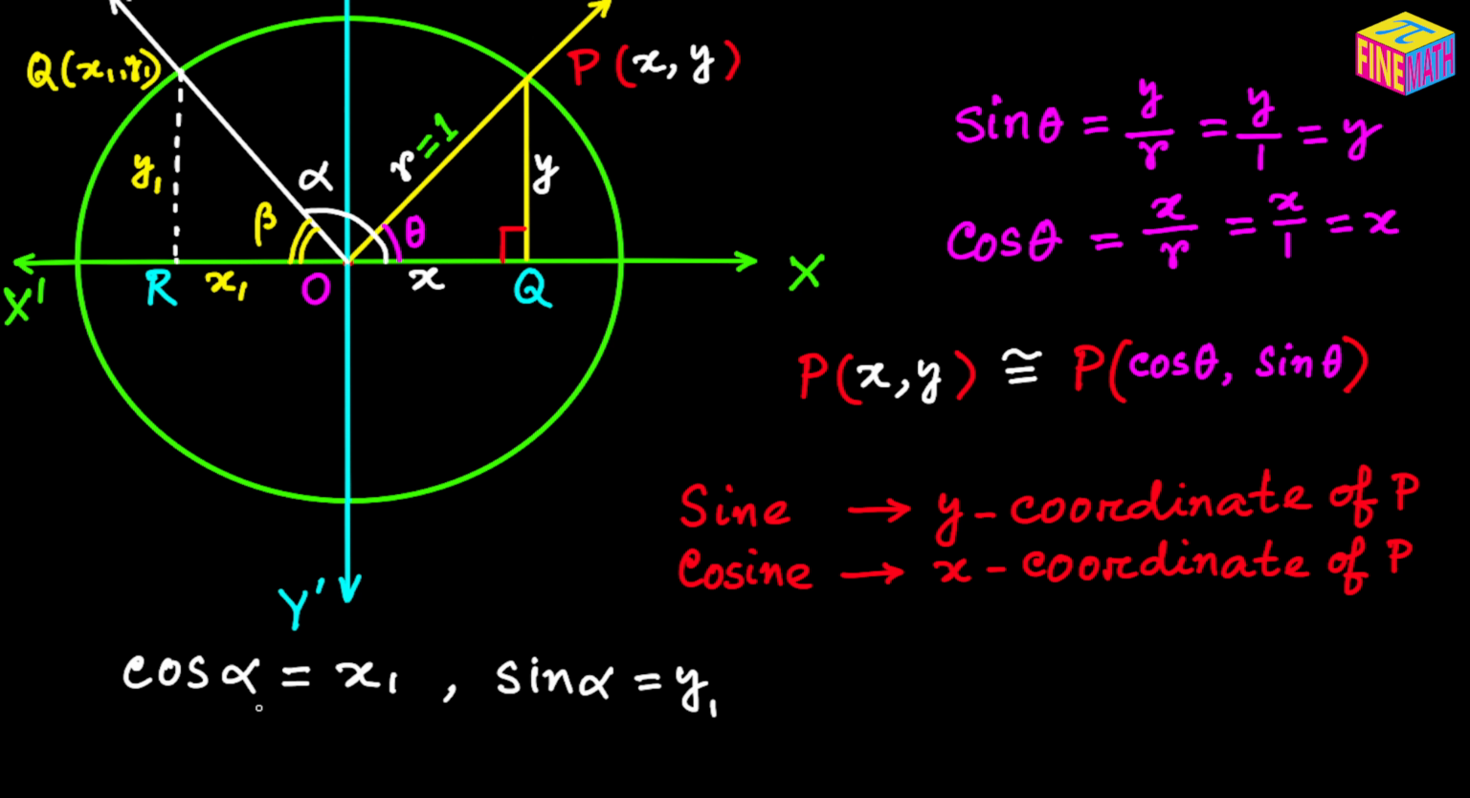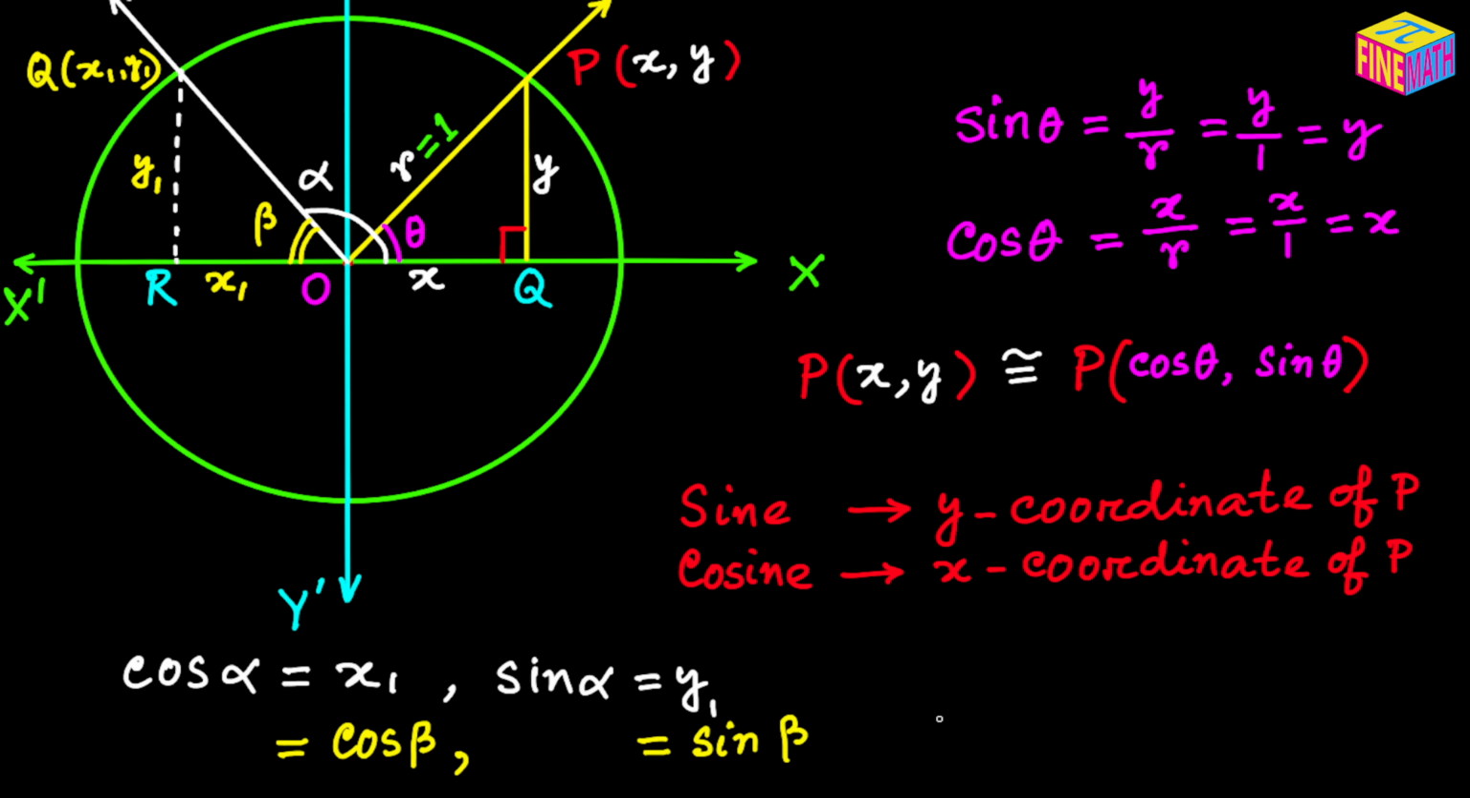So this cosine alpha, which is x sub 1, is also equal to cosine of beta. Cosine of beta will be x sub 1, and similarly sine of alpha, which is y sub 1, will be equal to sine of beta angle. So now this beta angle is actually called the reference angle. I have already created a separate video on angles, the entire concept of various angles. Feel free to watch that video, and at the end of that video I have explained what a reference angle is.